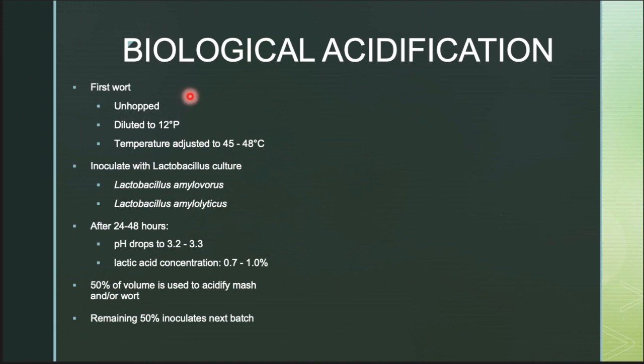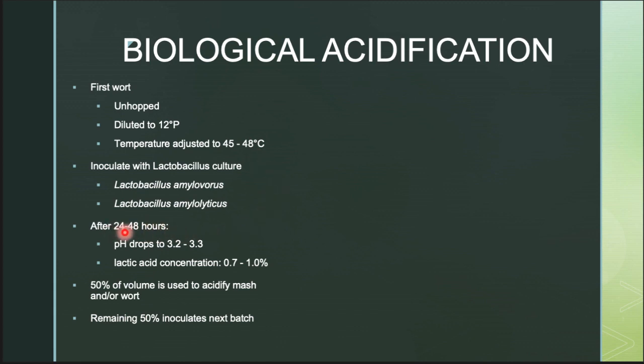In some large breweries, mass acidification is performed biologically with the propagation of lactobacillus culture in the brewery. Most commonly used lactobacillus strains are Lactobacillus amylovorus and Lactobacillus amylolyticus. The culture is propagated in unhopped wort, diluted to 12 degree Plato, and temperature is adjusted to 45 to 48 degrees centigrade for optimal activity of lactic acid bacteria.